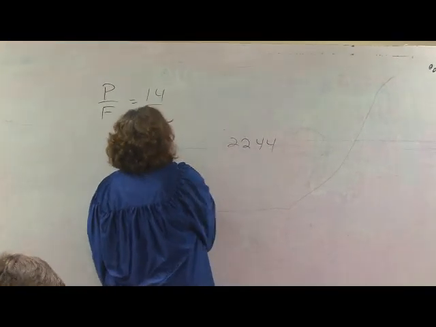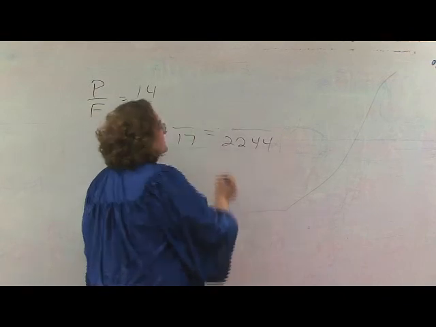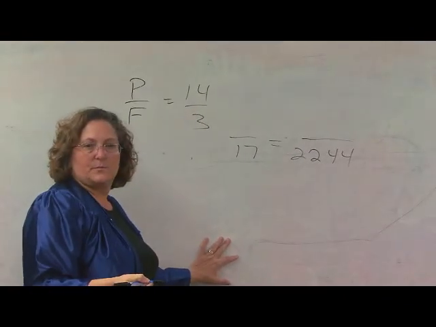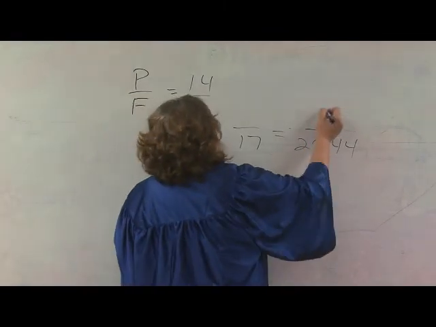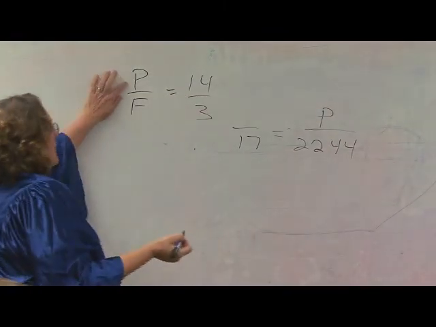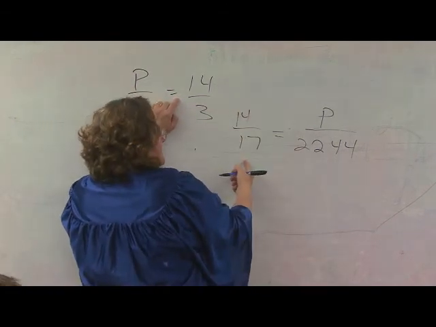Okay, so now we have both sides. What are we looking for? What are they asking for? Posers or frauds? Posers. So we want to know how many posers there are. So we look at our original problem. How many posers are here? 14. So it's a 14 to 17 ratio.